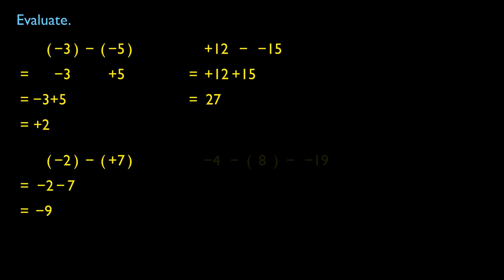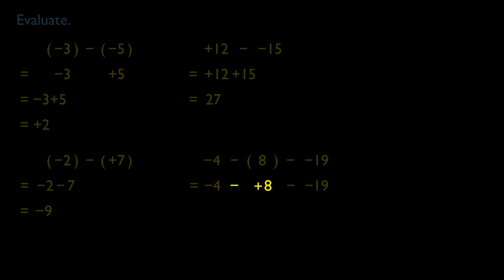One last one. -4 subtract 8 subtract -19. I recognize that the 8 inside the brackets is really +8. It's implied. When there's no sign marked, we understand it to be positive. So I have -4 subtract +8 subtract -19. Well, let's deal with the double signs. I'll remove the brackets, and as I look at it, I have -4 subtract +8. Removing a gain is the same as a loss, and so that positive sign disappears.